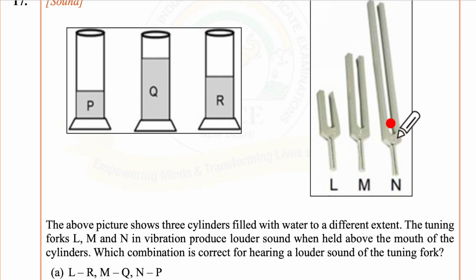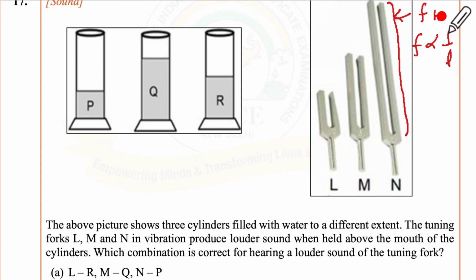If you look at the tuning forks, this one has the longest length of the tine. So we have frequency inversely proportional to the length. So this one with the maximum length will have the minimum frequency. And this one with the shortest length of the tine will have the maximum frequency.